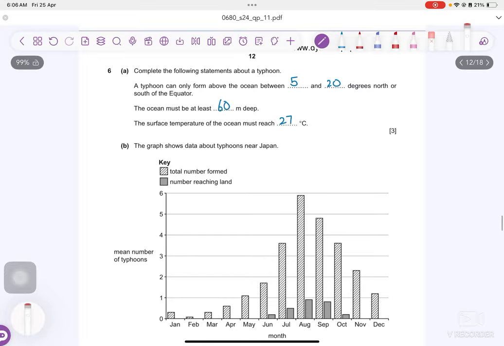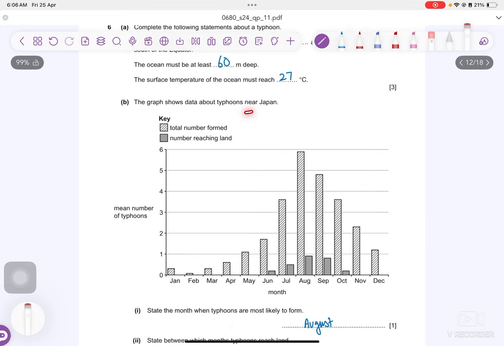The next question is talking about the typhoon. And this should be your answer in such a question, okay? When they ask you about a typhoon or cyclone, you should write this. You should write that the ocean should be between 5 and 10 degrees north and south of the equator. The water should be 27 degrees Celsius and should be 60 meters deep, okay?